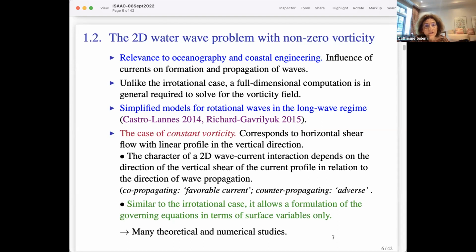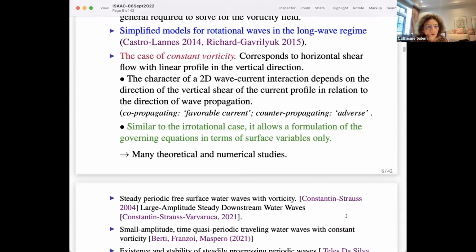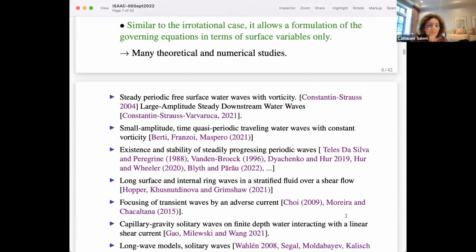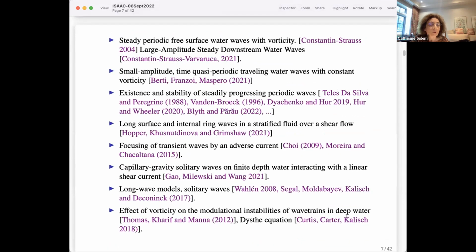So interestingly, in the case of constant vorticity, another mathematical property that is very convenient for theoretical and also numerical studies is that it also allows a formulation of the equations in terms of surface variables only. So here I have made a selection of works, either mathematical or numerical, concerning water waves with vorticity. This is only a selection because there has been a lot of work.